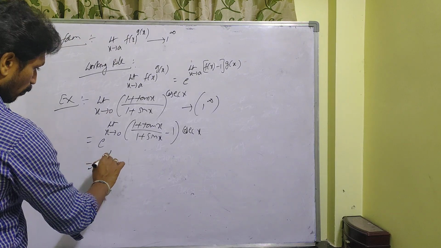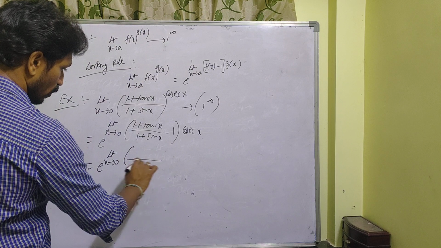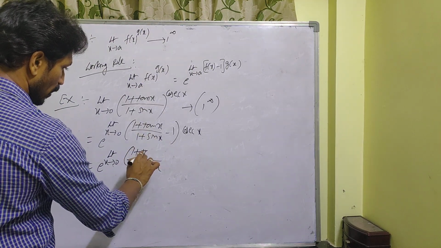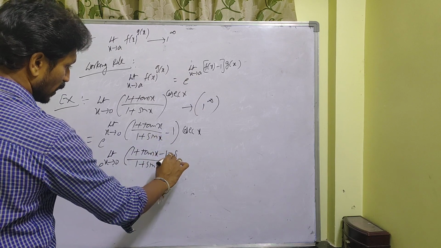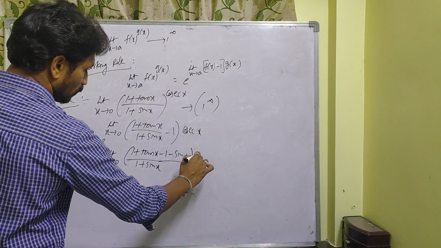So this is equal to e power limit x tends to 0. Just simplify: this is 1 plus sin x, this is 1 plus tan x, next minus 1 minus sin x, into cosecant x.